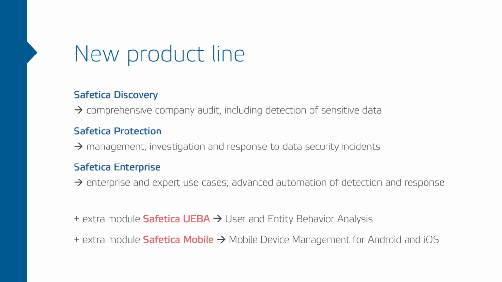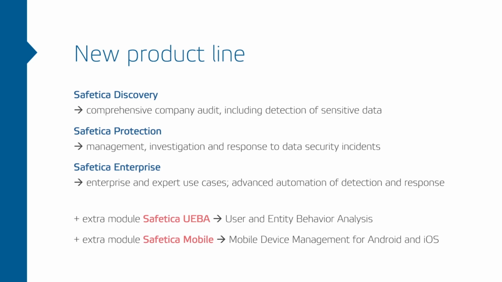So these are the three products that you can choose from. And on top of this, you can choose from two extra modules to expand on the functionality. You can choose the new extra module Safetica UEBA, where UEBA stands for User and Entity Behavior Analysis, which allows you to maybe dig deeper and get more detailed information about user behavior. And you can use Safetica Mobile to expand on the protection and get a mobile device management solution for Android and iOS devices. So this is the new product line.